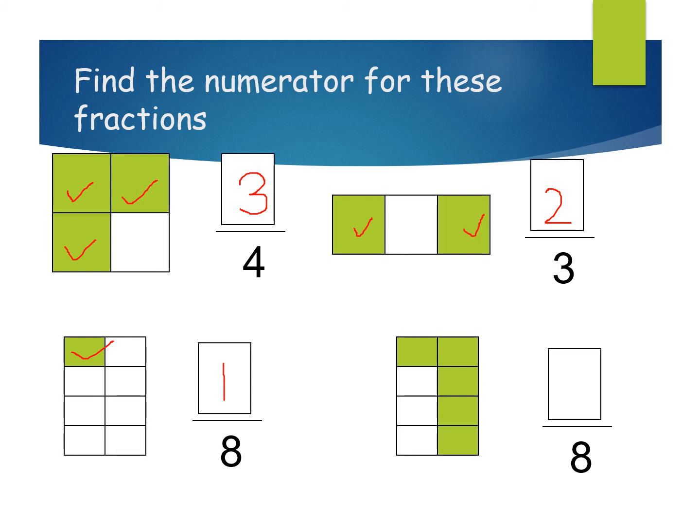In the last figure, we have total 8 equal parts. So we have written it in the denominator. But how many parts are shaded? Let's count. 1, 2, 3, 4 and 5. Total 5 are shaded. So the numerator will be 5.